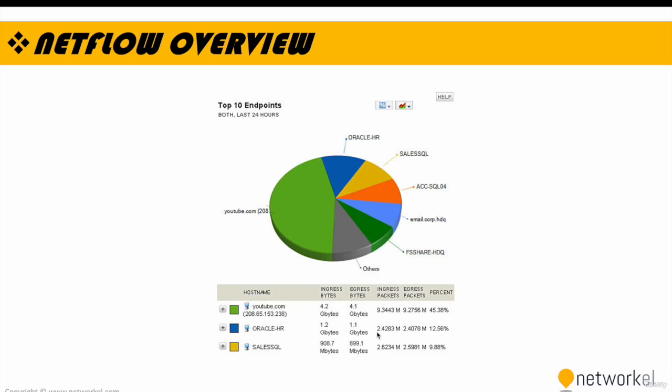So the benefits of NetFlow, first of all, it provides visibility into network traffic behavior and performance. Secondly, it enables proactive network monitoring and capacity planning. And third, supports efficient troubleshooting by identifying network bottlenecks and anomalies.